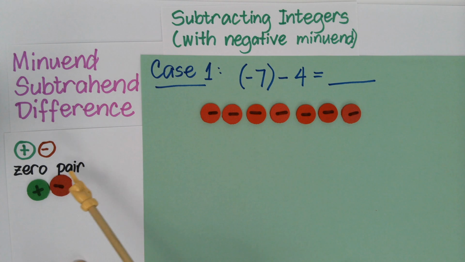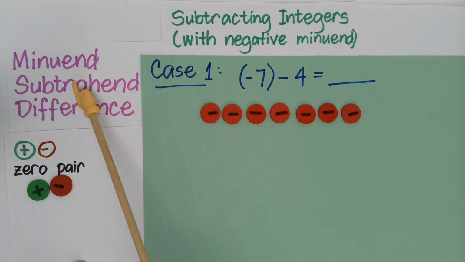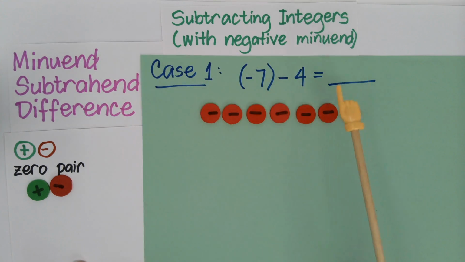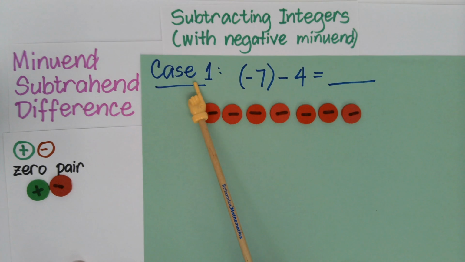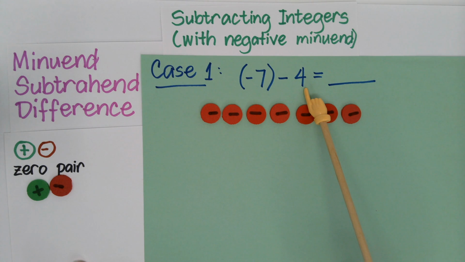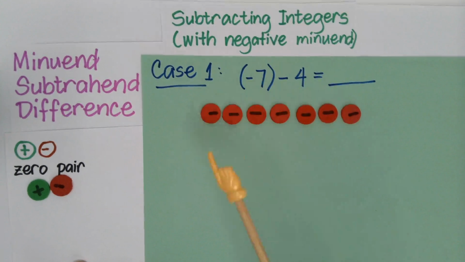Okay. So we will be discussing 4 cases again, and in each case our minuend is a negative number, or integer, to be specific. So let's take, for example, negative 7 minus 4. That's the first case. A negative number is subtracted by a positive number. So we have here 7 negative discs, representing negative 7, and we are going to take away positive 4. And remember, because we do not have positive discs here, we will have to bring in 4 positive discs by bringing in 4 zero pairs.